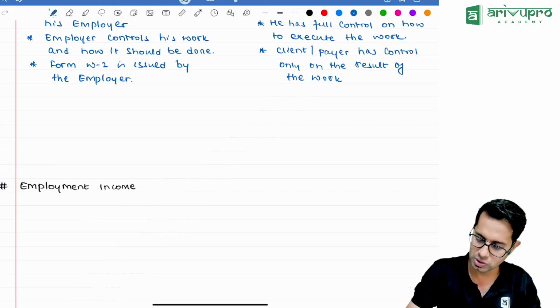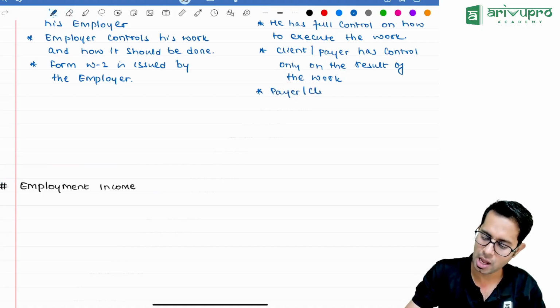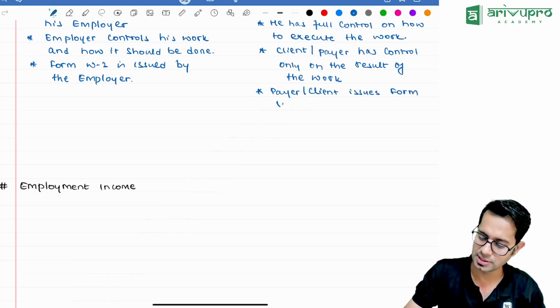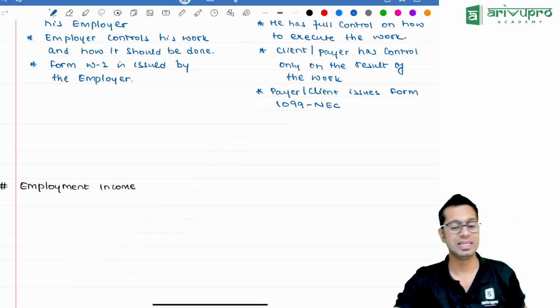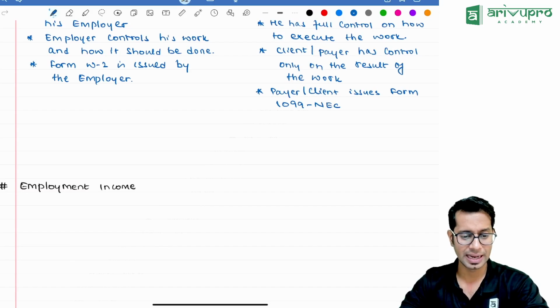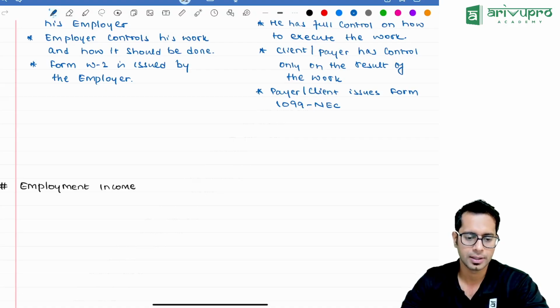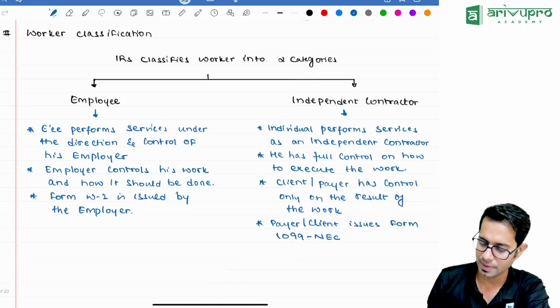And what will he issue, sir? The payer or client issues form 1099 NEC. Already we have written this. 1099 NEC means what, sir? Non-employment contract. Okay? This is the basic difference between an independent contractor and an employee.